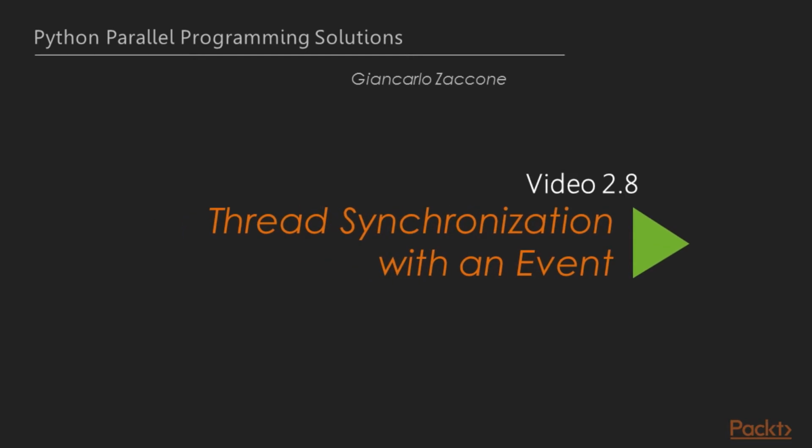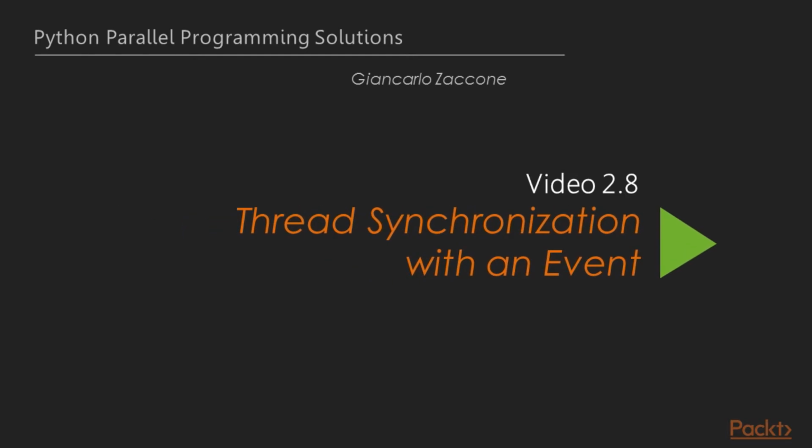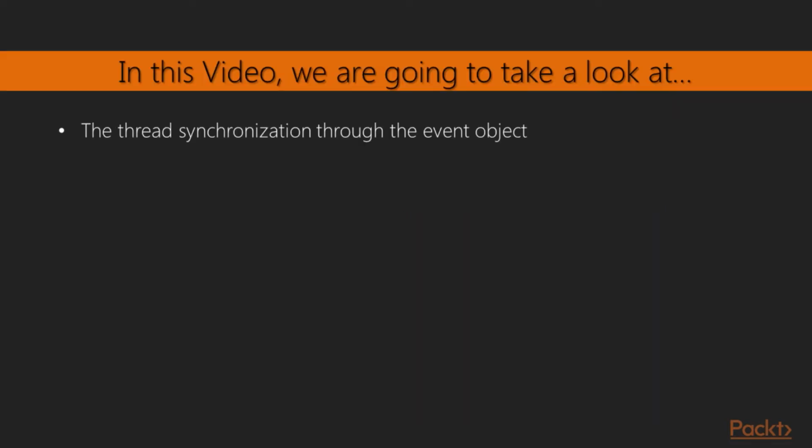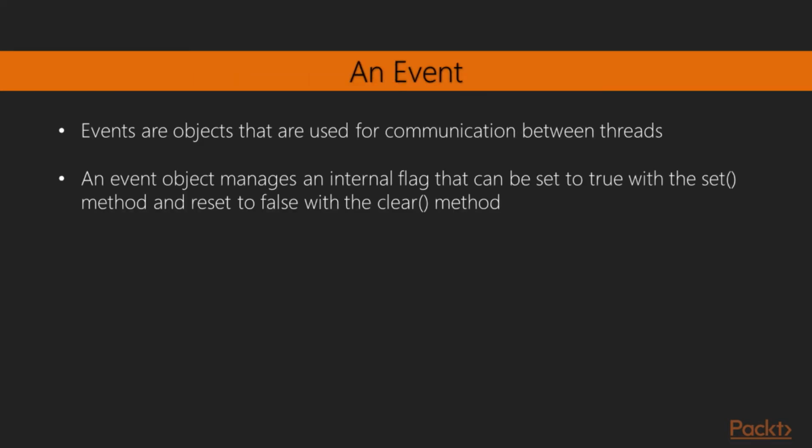In the previous video, we saw the thread synchronization with a condition. We have reached the 8th video of the section, thread synchronization with an event. In this video, we'll understand the thread synchronization through the event object with the help of the producer-consumer problem. Events are objects that are used for communication between threads. A thread waits for a signal while another thread outputs it.